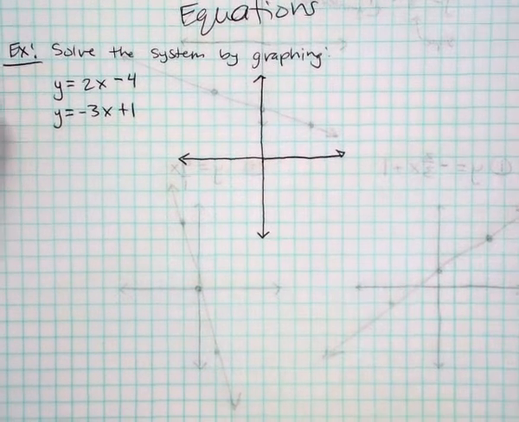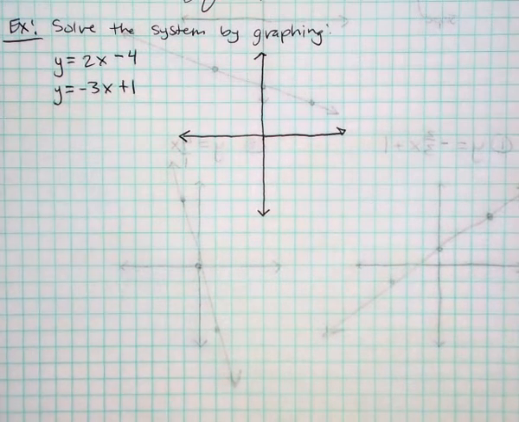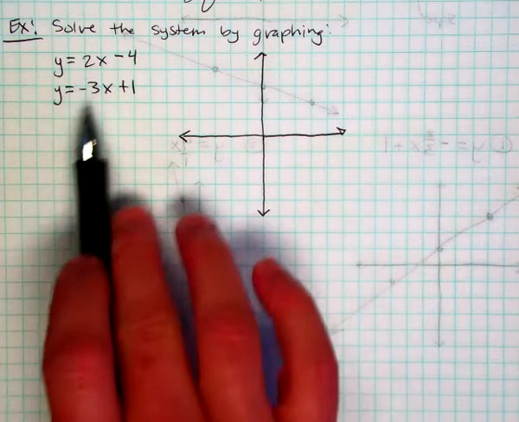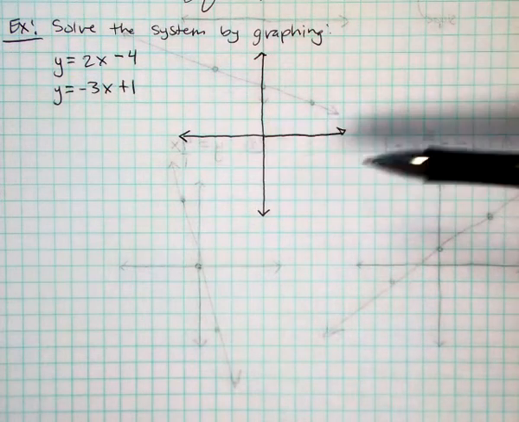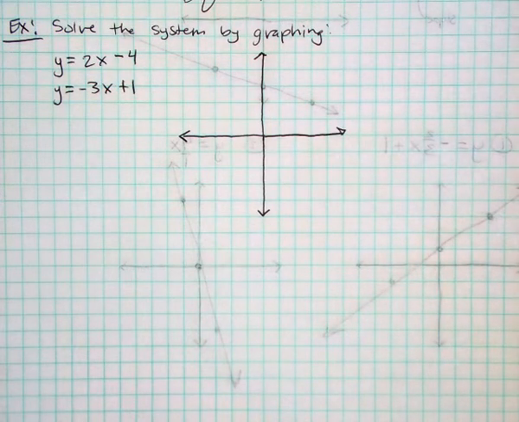So please follow along on your graph paper right now. Go ahead and write these equations and make an x and y axis going 5 in each direction. 5 in each direction, please.